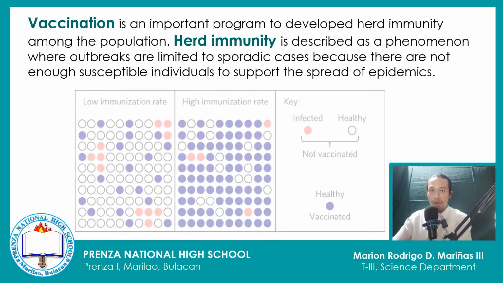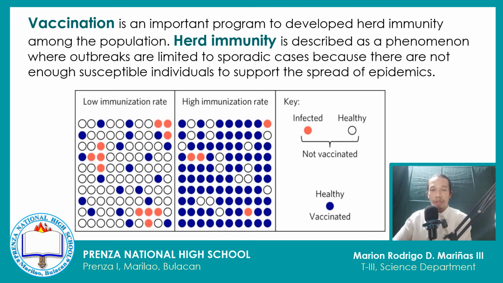Vaccination is an important program to develop herd immunity among the population. Herd immunity is described as the phenomenon where outbreaks are limited to sporadic cases because there are not enough susceptible individuals to support the spread of the epidemic. Around 80% of a population is usually the ideal number for herd immunity to be achieved against certain diseases.